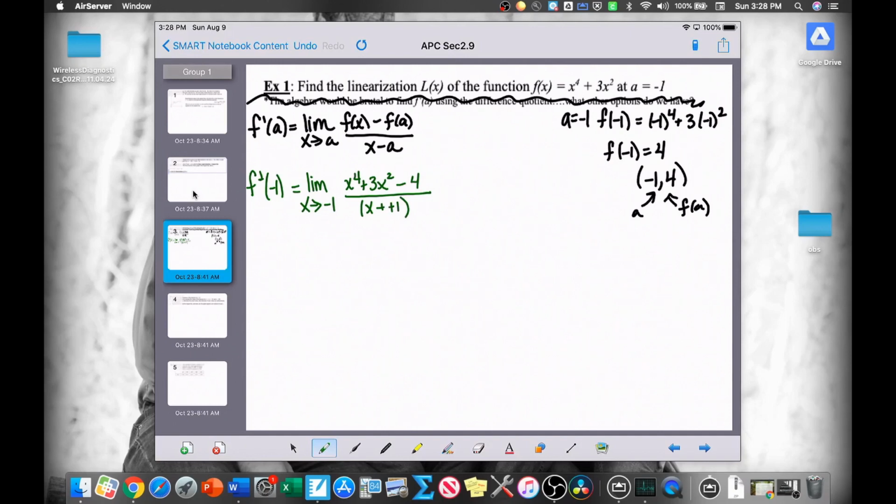Now, we can't just do our substitution of negative 1 because negative 1 plus 1 in the denominator is going to make 0. So that tells me that I must be able to factor my numerator. And although it is x to the fourth, x squared, constant, this is still just regular trinomial factoring right here. So we are just looking for a pair of numbers that multiplies to make negative 4 and adds to make positive 3. And that pair of numbers is going to be positive 4 and negative 1. Now hang with me for a second.